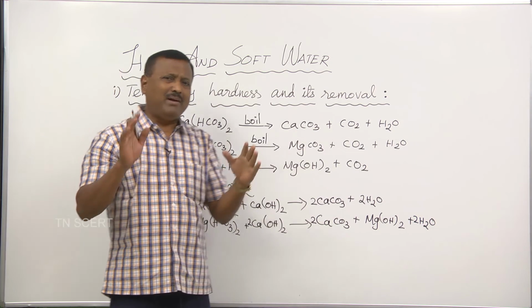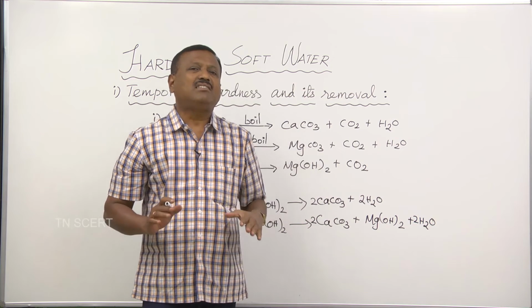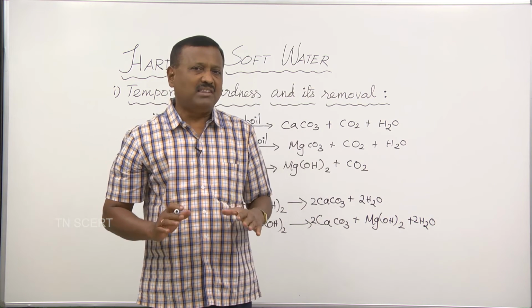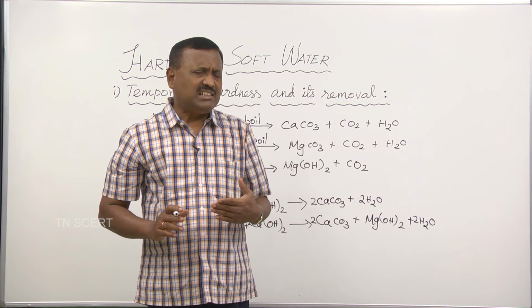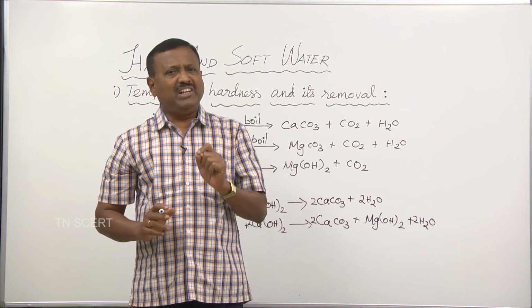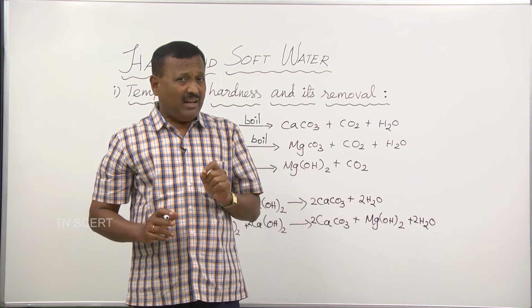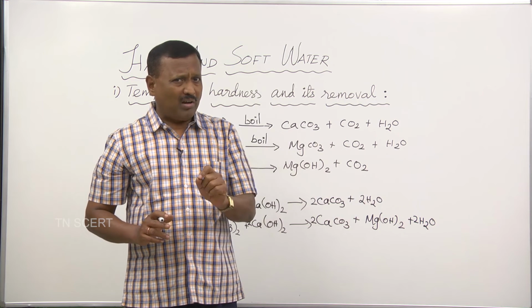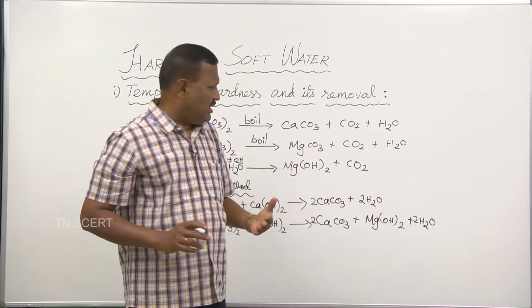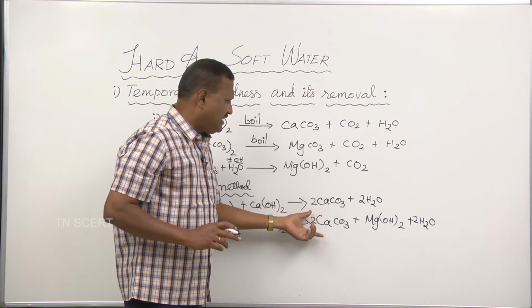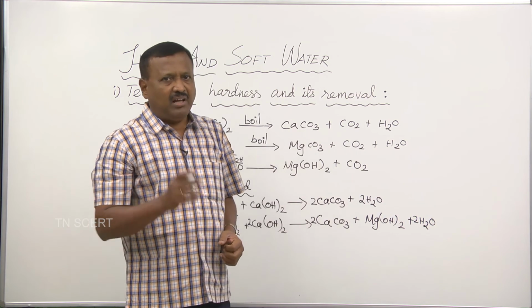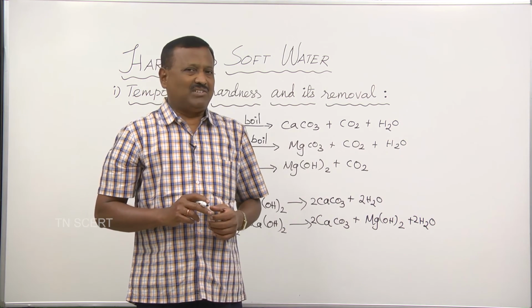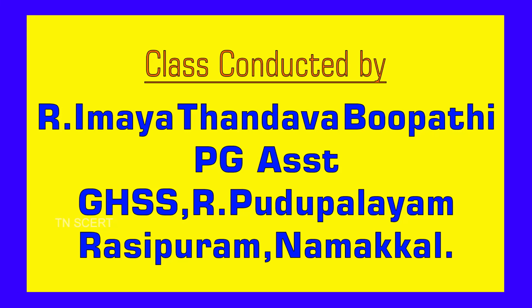So, what happened finally in Clark's process or Clark's method? The hard water that consists of calcium bicarbonate and magnesium bicarbonate, which make temporary hardness, will be removed in the form of calcium carbonate and magnesium hydroxide by the action of lime water, calcium hydroxide. Clear?